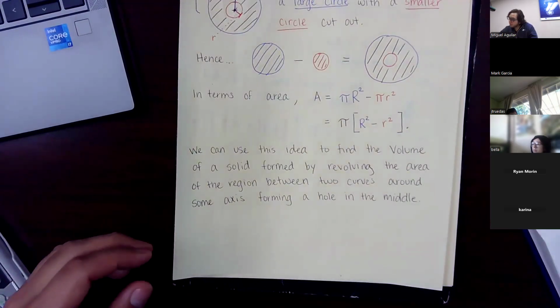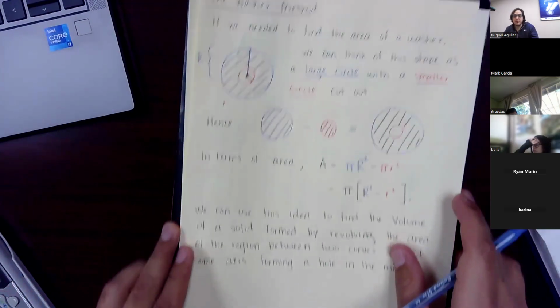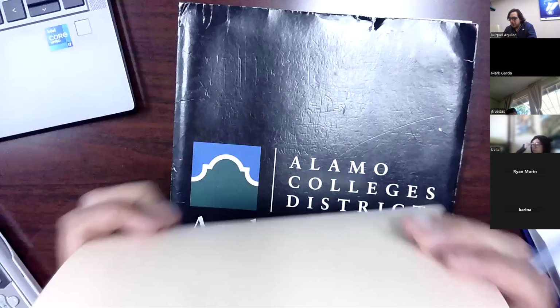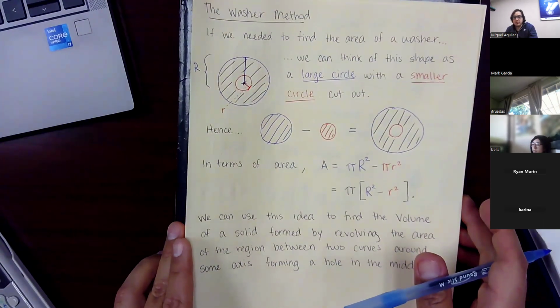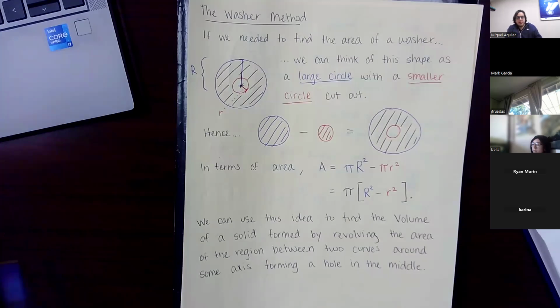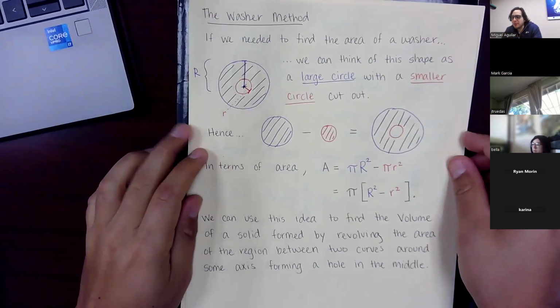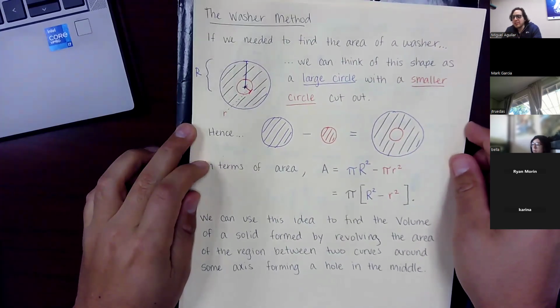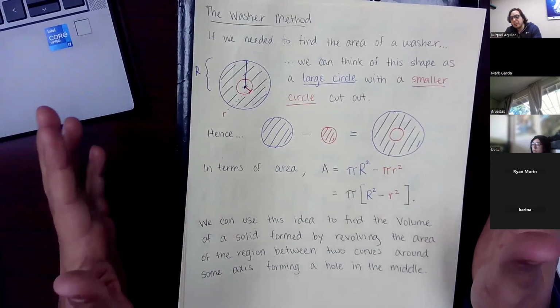Let's look at another example: the washer method. We're going to get into another example, but after I talk about this method first. I was already kind of misspeaking and calling the discs we were making washers, because I knew that's where we were heading. But the washer method can be based on a really simple analogy.